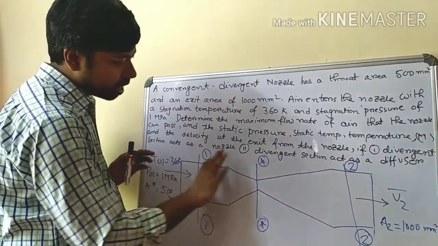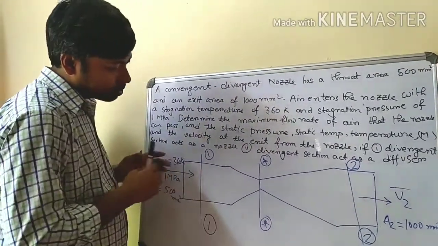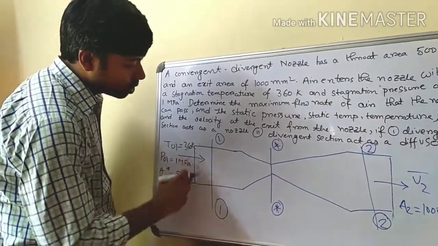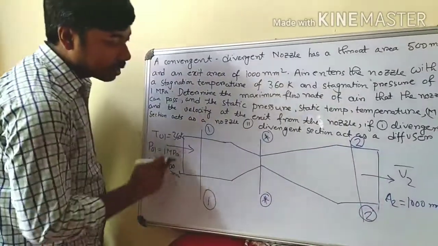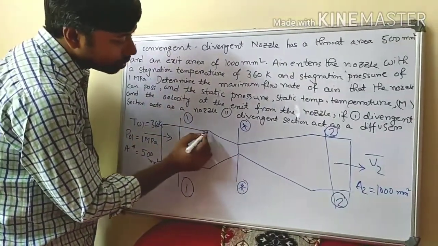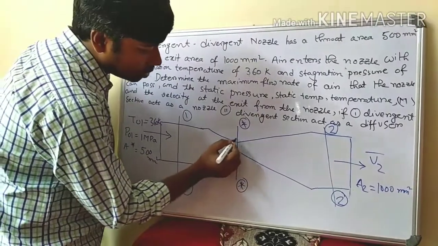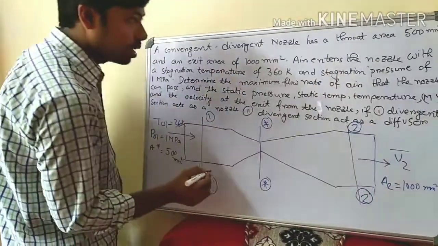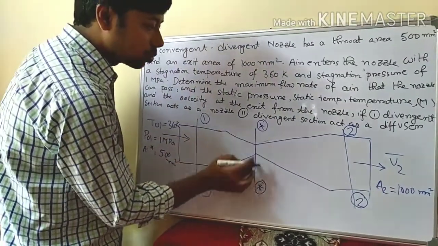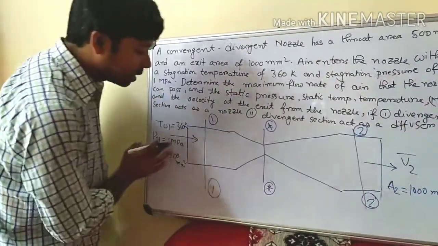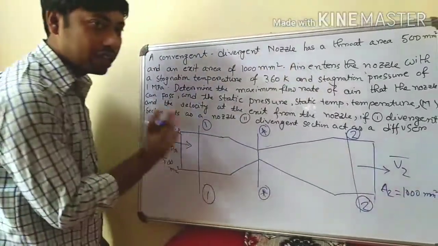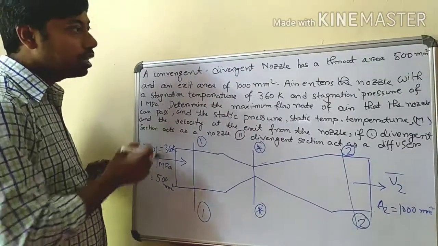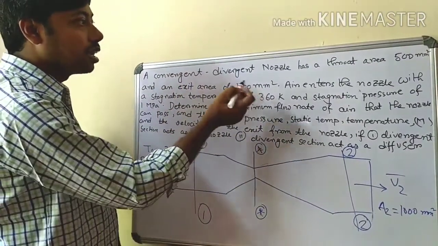Suppose this is a duct in which you can see the convergent section. This is the convergent section, and this is the throat. This section is called the throat, and this is called the divergent section. This is the convergent, throat, and divergent. And this is the inlet section, and this is the outlet section of the duct. So this is the pictorial diagram of this numerical.